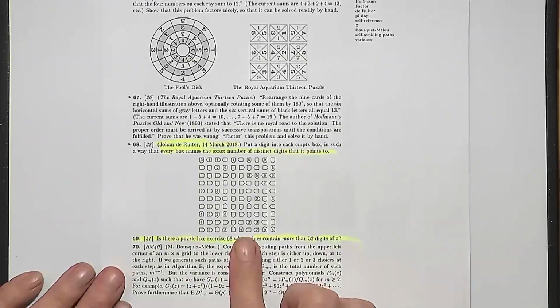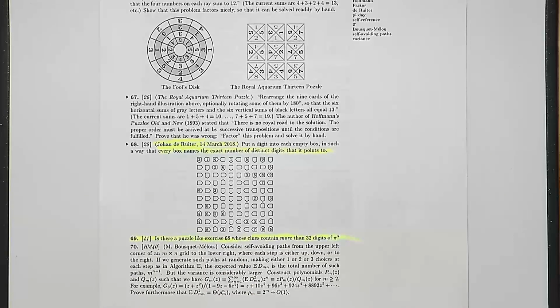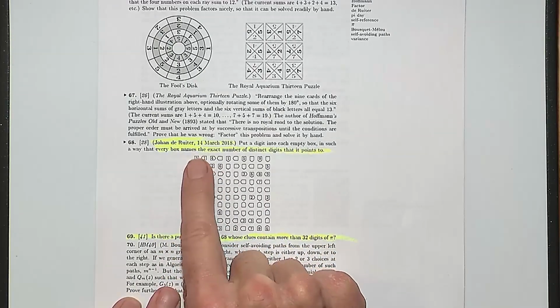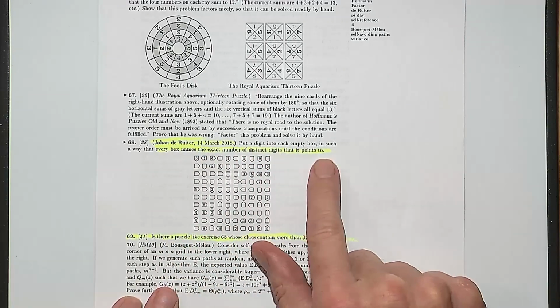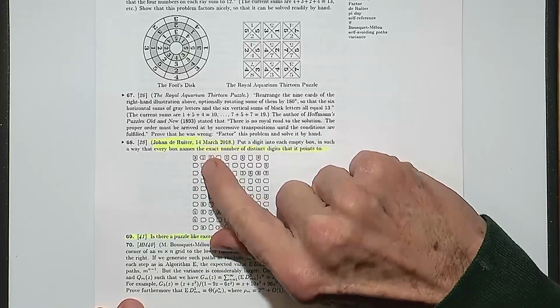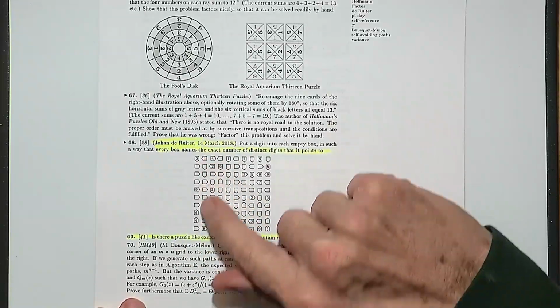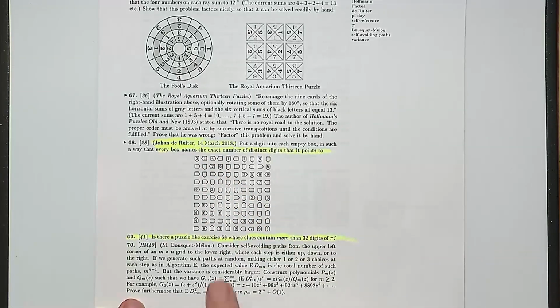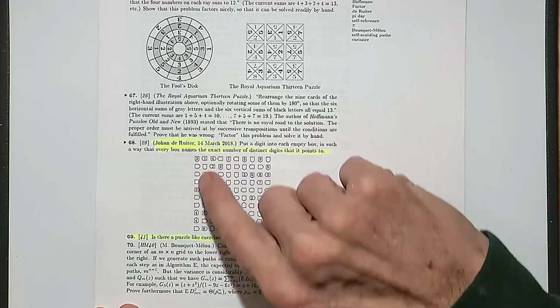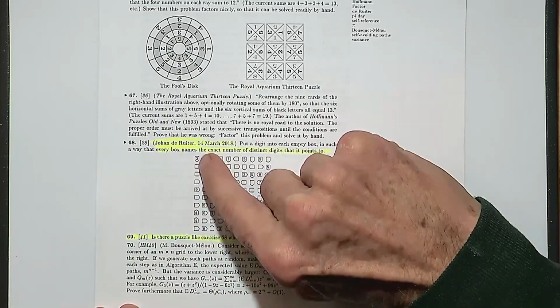digits of pi, and this is called a Japanese arrow puzzle, and so every box names the exact number of distinct digits that it points to. So, for example, 3 points down, so that means all these. What is it? 1, 2, 3, 4, 5, 6. This is 10 by 10. So of these 9 boxes, there's 3 distinct digits in there.